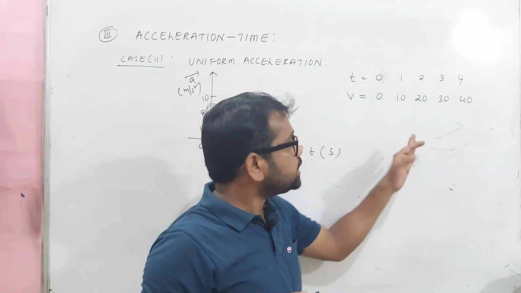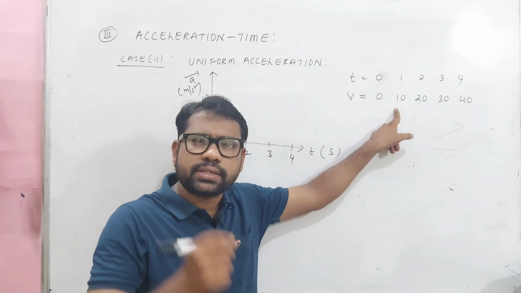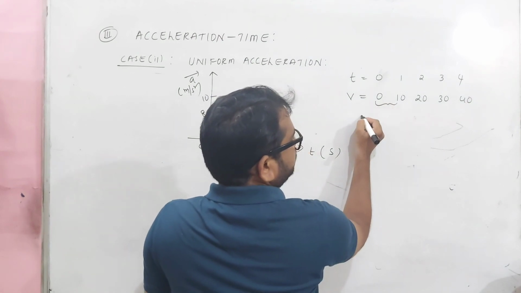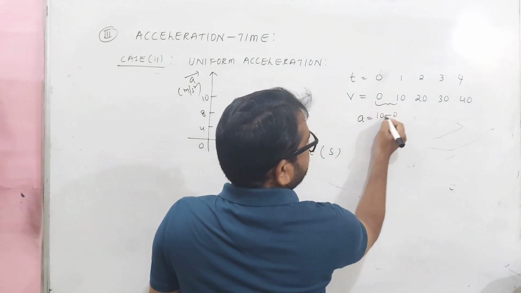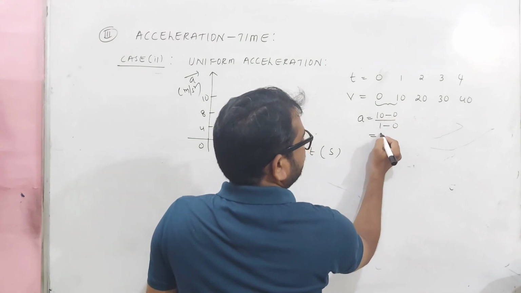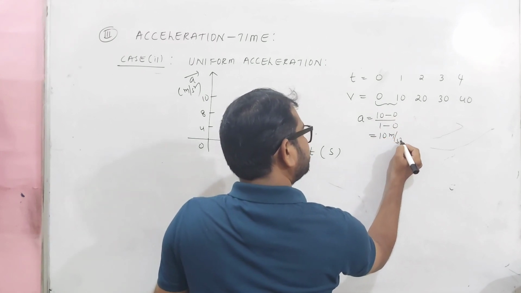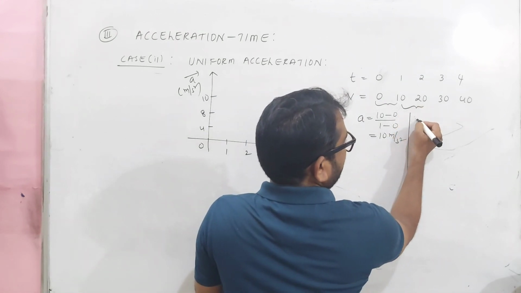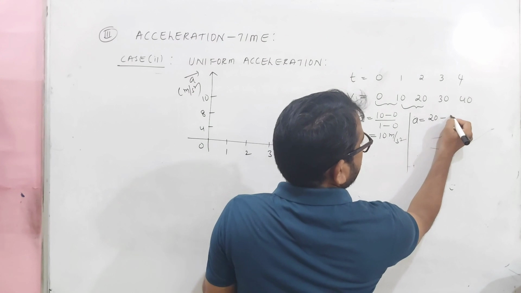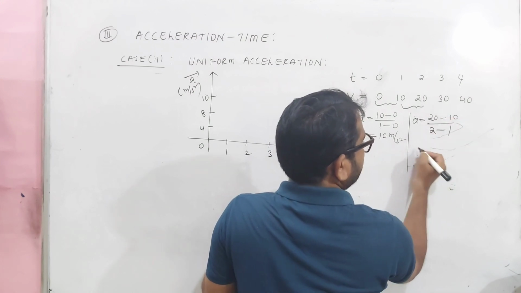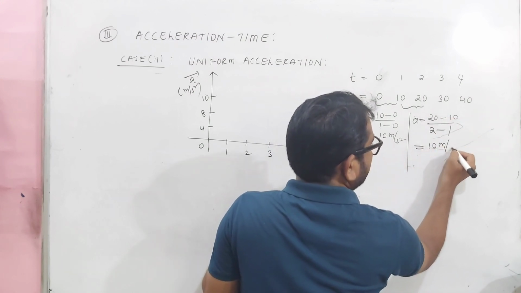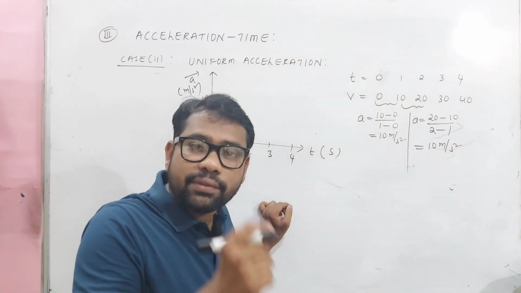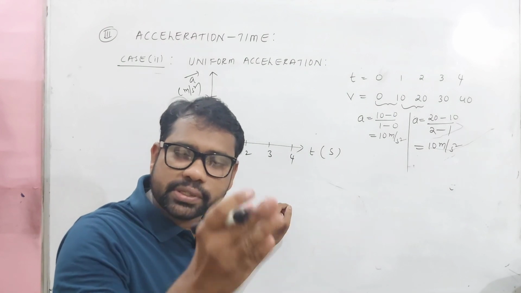So like that. Now let us try to calculate, in this case, children, the acceleration at any point. The acceleration will be 10 minus 0 by 1 minus 0, so it will be 10 meter per second square. That is fine. Acceleration will be 20 minus 10 by 2 minus 1. Again it is 10 meter per second square. Which means at every point we get the same value for acceleration, that is 10 meter per second square.